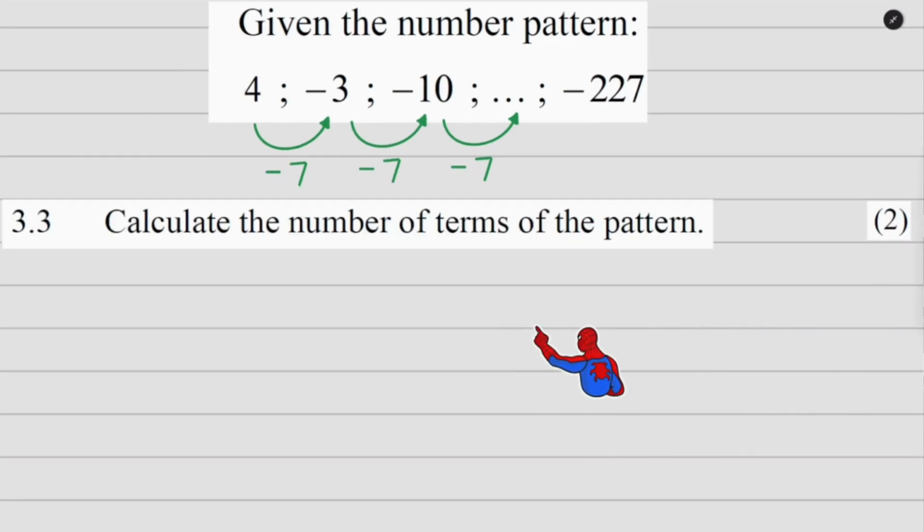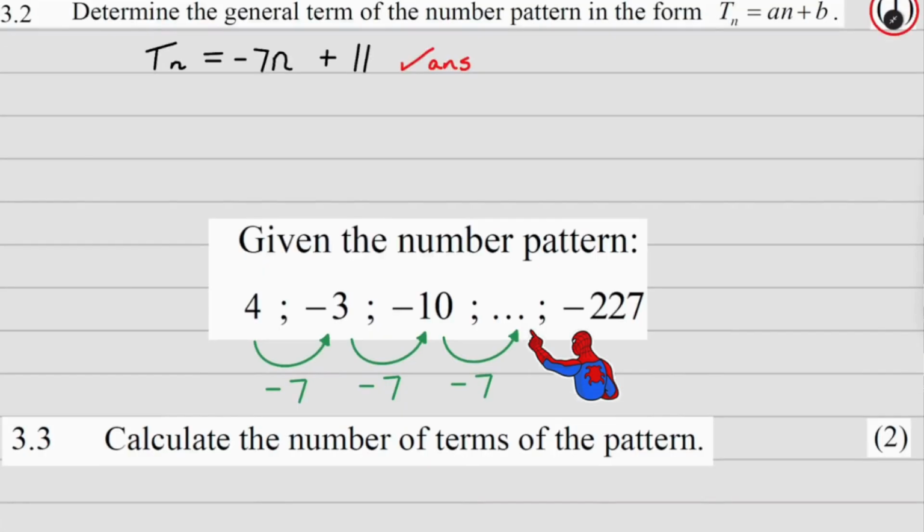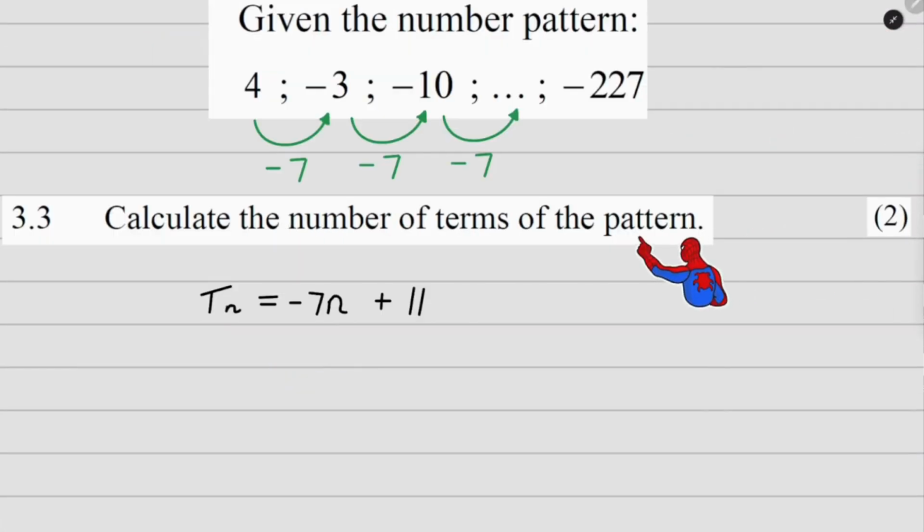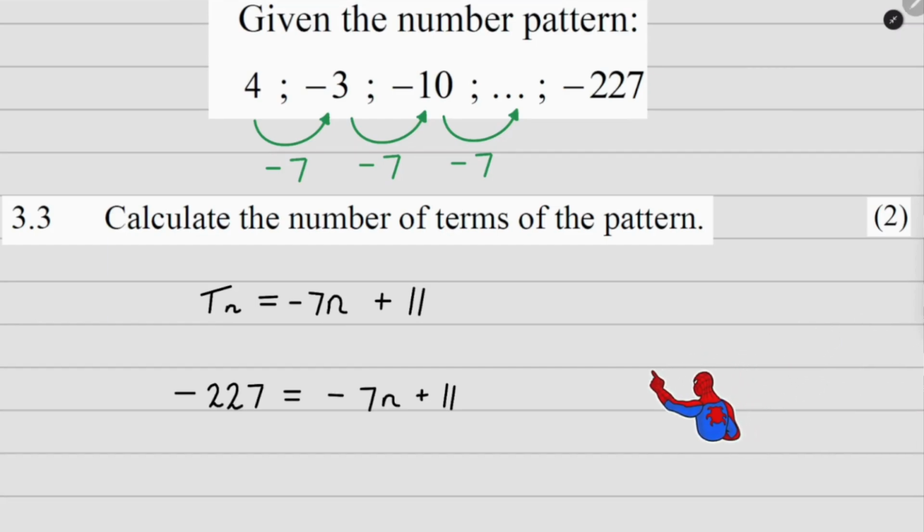And now we need to calculate the number of terms of the pattern. So what I'm going to do is grab my general term, and I'm going to put the last term of the pattern into Tn's place so that it tells me what term this is. So if this is like the 60th term, then we only have 60 terms in the number pattern. So I'm going to replace Tn with minus 227 and see where it takes me. And now the mission becomes to get n on its own.